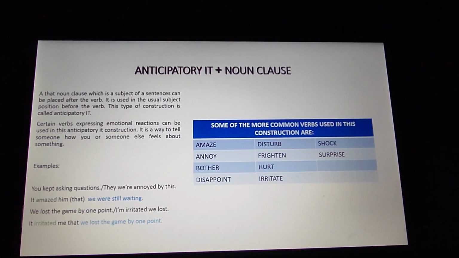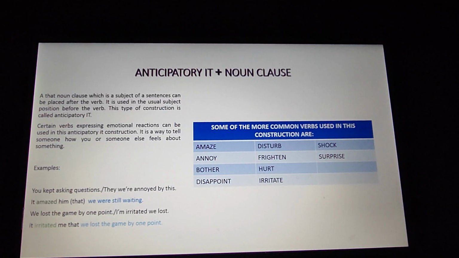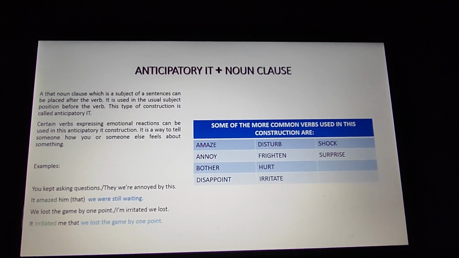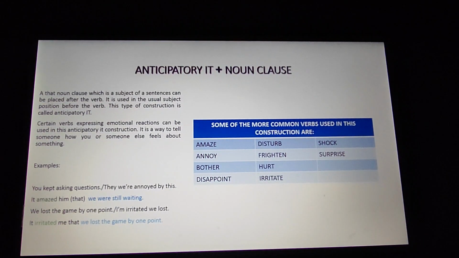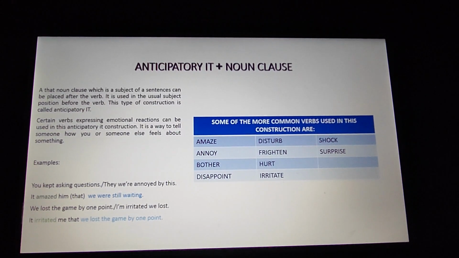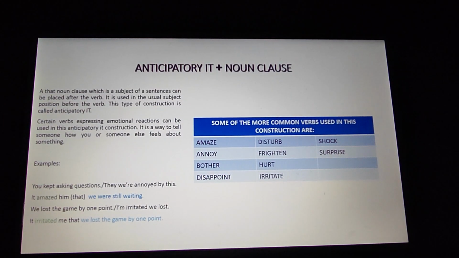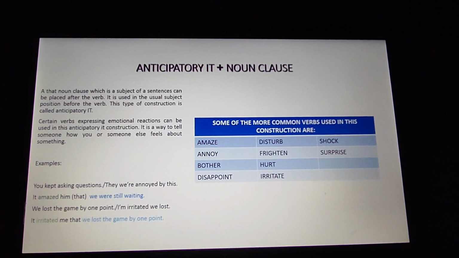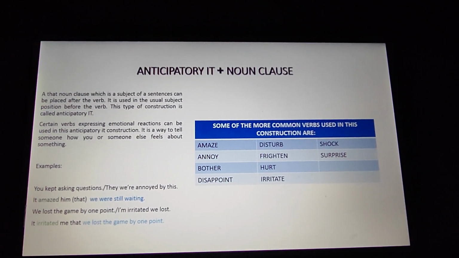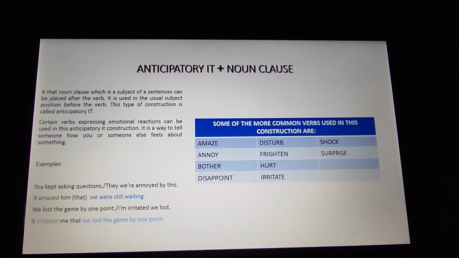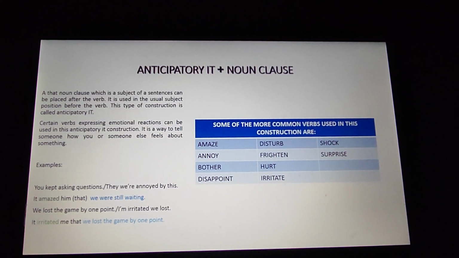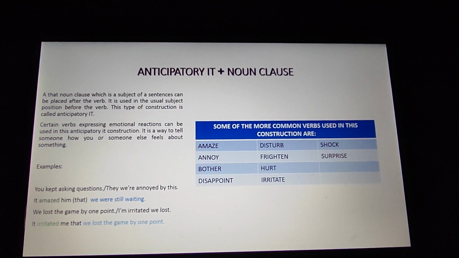If you look at the chart that we have in blue, we have the more common verbs used to construct an anticipatory it plus a noun clause. These verbs are amaze, annoy, bother, disappoint, disturb, frighten, hurt, irritate, shock, and surprise. Let's look at the examples.